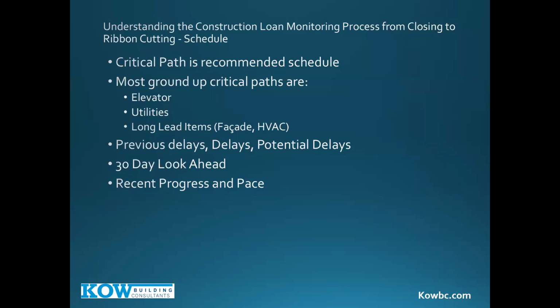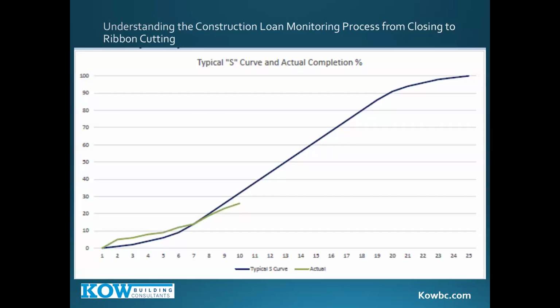They're predecessors. So your elevator is often a critical path because it affects your hoist and therefore your hoist run apartments. Have we seen buildings that have gotten certificates of occupancy excluding the hoist run apartments? Yes, we have. Yes, you can do that. And if you have issues with that critical path, that's one way to handle it. We'll also talk about previous delays, potential delays, a 30-day look ahead, and then the recent progress and pace.